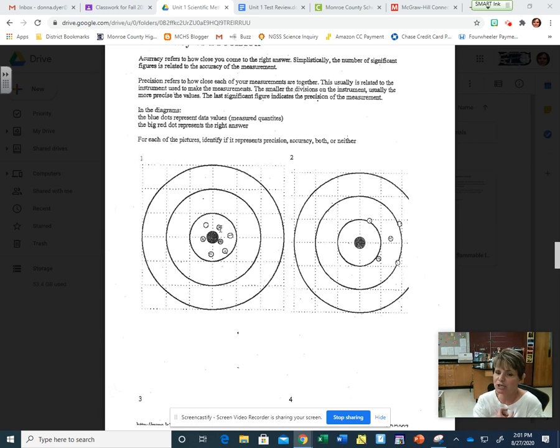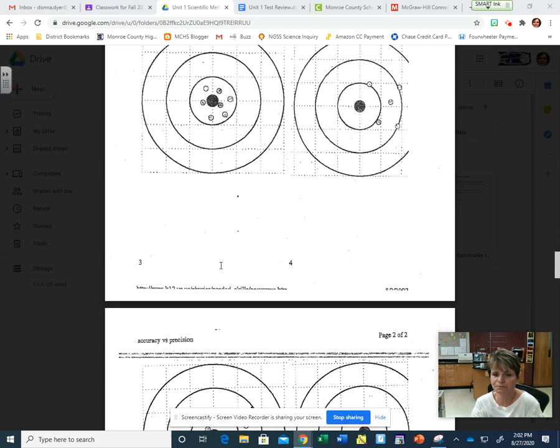So here in this picture, our measurements are accurate because they're close to the right answer, and they're also precise because they are all close to each other.